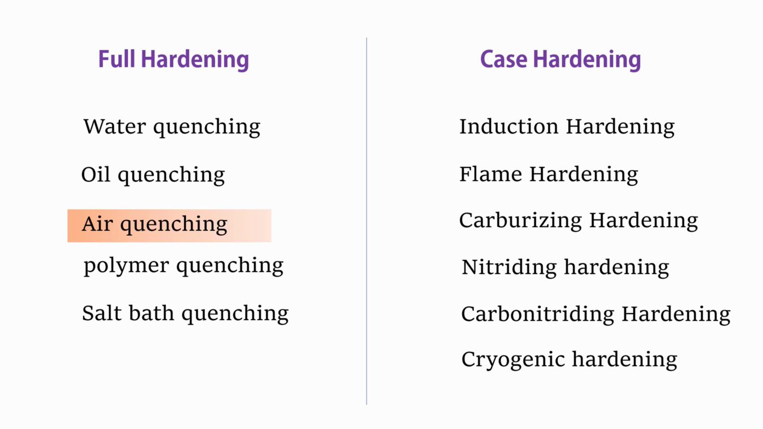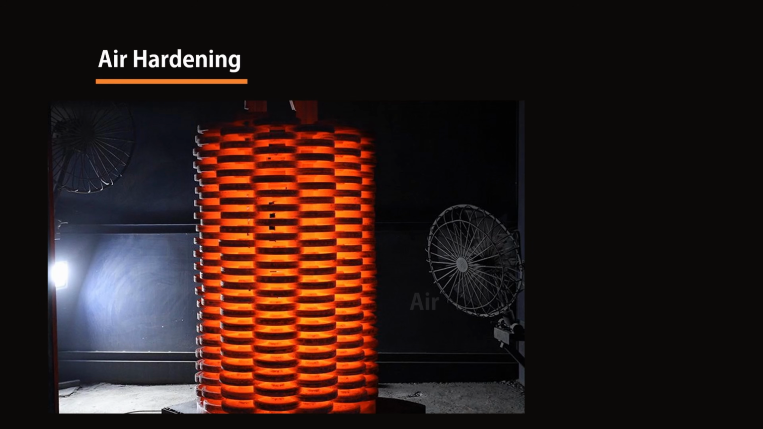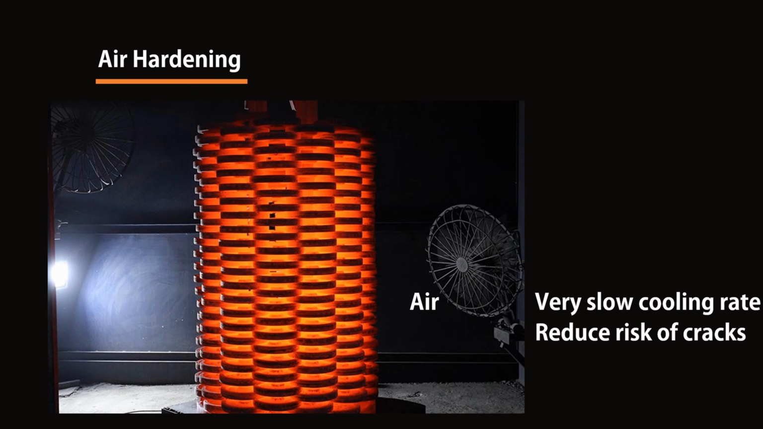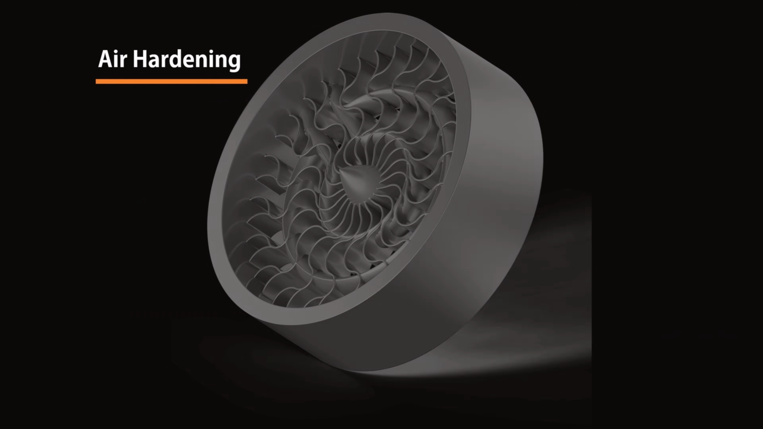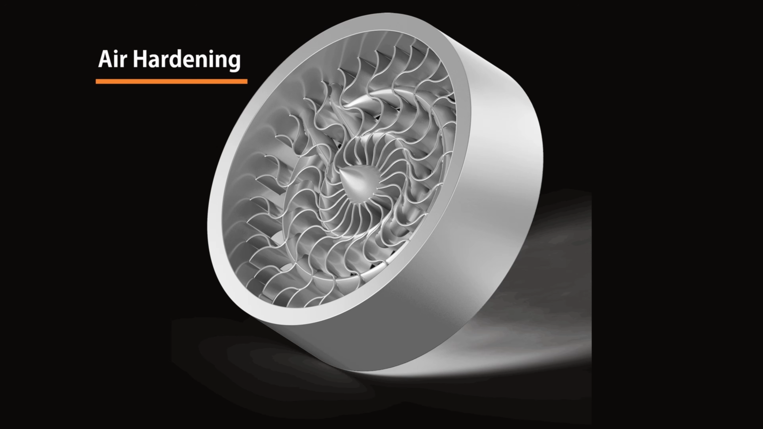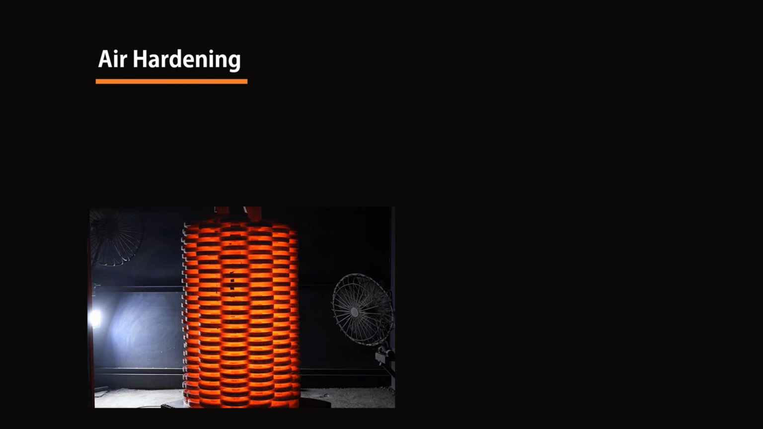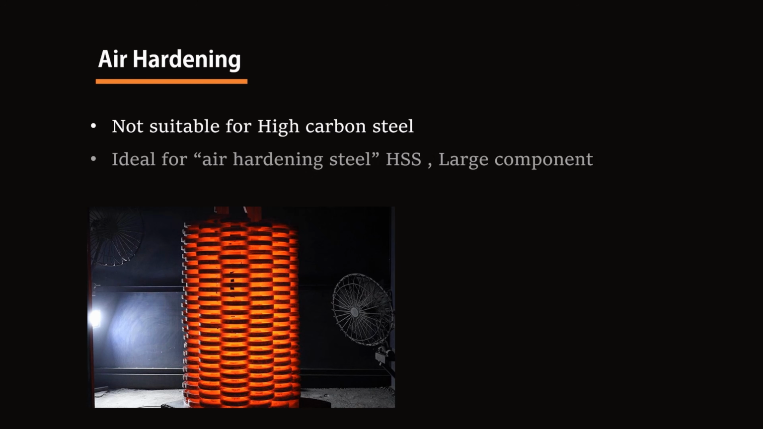Then there is air quenching. In air quenching, the metal is cooled in still or moving air, minimizing the risk of crack and distortion. This makes air quenching suitable for thin and complex parts, but the cooling rate is slower and it may not be sufficient for high carbon steel. Air quenching is ideal for air hardening steel, high speed steel, and large components like shafts and forgings.